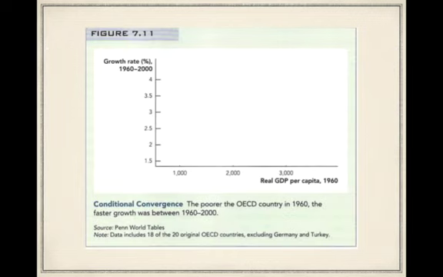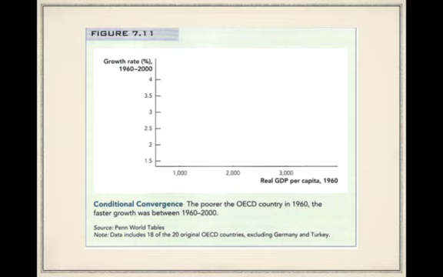But before we do that, let's look at conditional convergence. We're going to look at OECD countries, countries that are part of the Organization for Economic Cooperation and Development. On the horizontal axis, we're going to have their real GDP in 1960, and on the vertical axis, their growth rate between 1960 and 2000. So given what we've covered so far with our Solow model, I want you to stop for a moment and think about what this relationship should look like if our model is right.